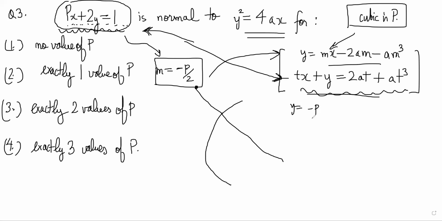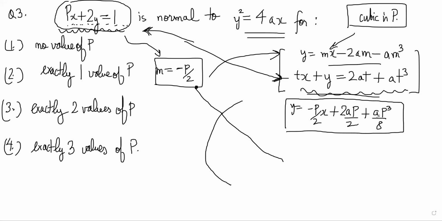You will get something like this, no? y is equal to minus p by 2 x plus 2ap by 2 plus ap cube by 8. This is definitely a cubic in p, but we can't do anything because first of all, y and x are there. That is also unknown. It's not just in terms of p and a, right? Yeah.